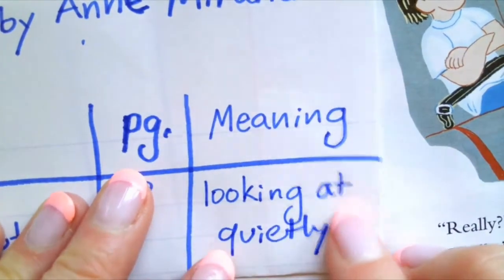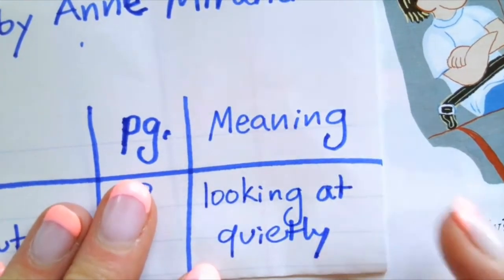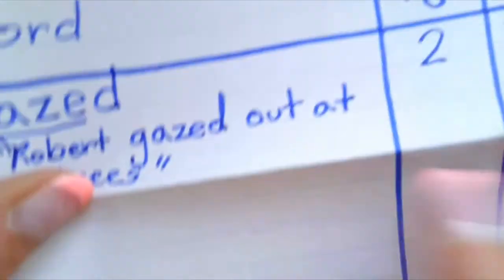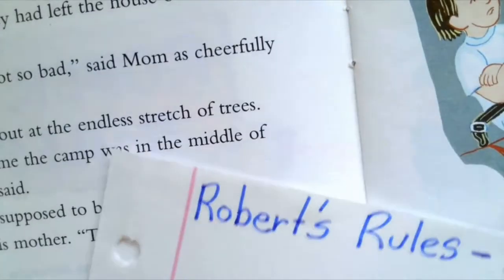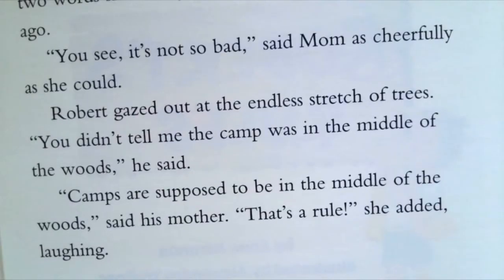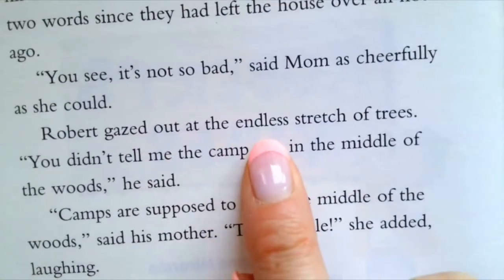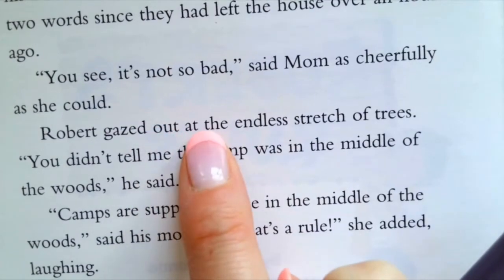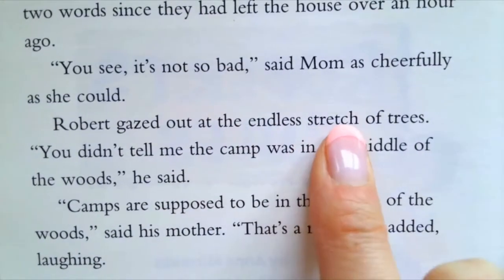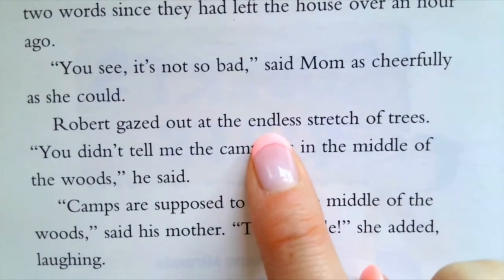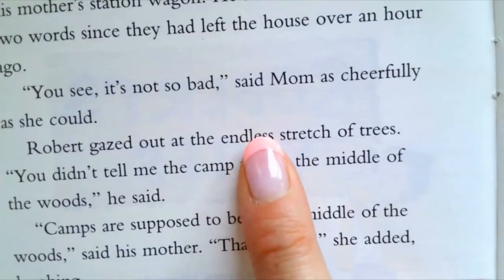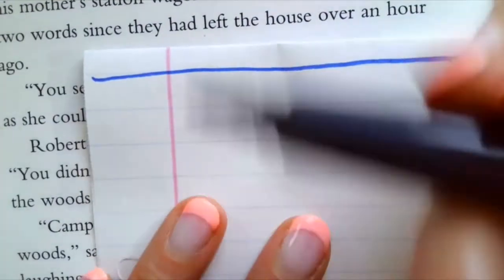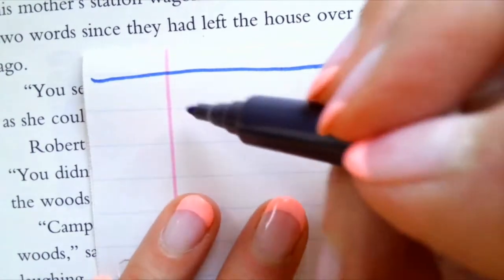What other things did you write down about the word gazed? Did you come up with any other thinking about the meaning? I'll go ahead and put a line underneath the word gazed. And let's see if we can collect another word from this sentence. It says he was gazing out, looking out at an endless stretch of trees. Endless stretch of trees. Endless is an interesting word. Let's write that on our tool. Write it down with me.